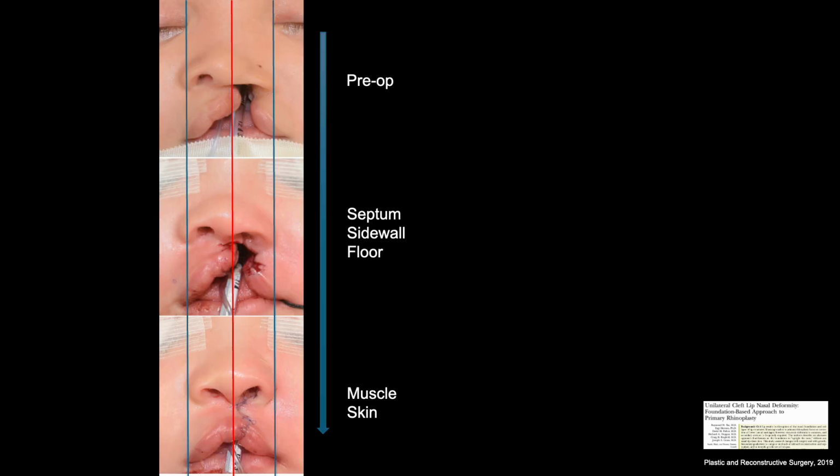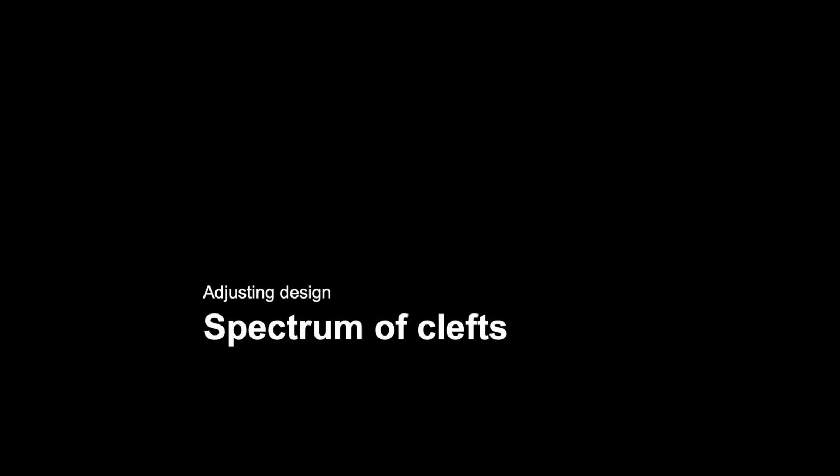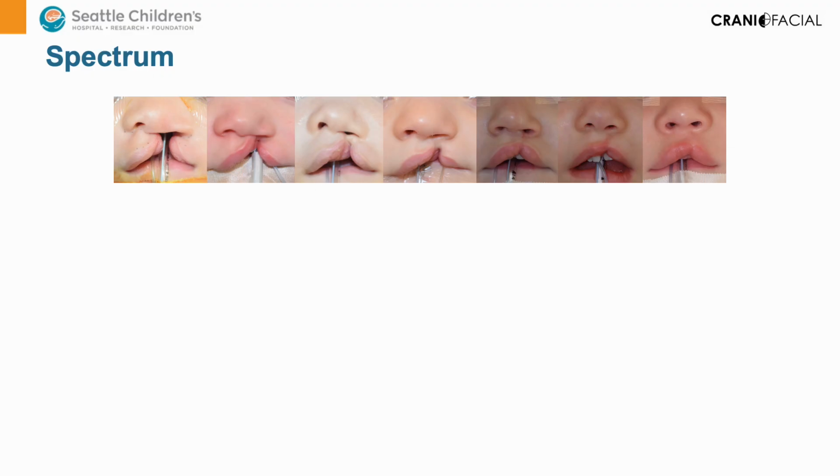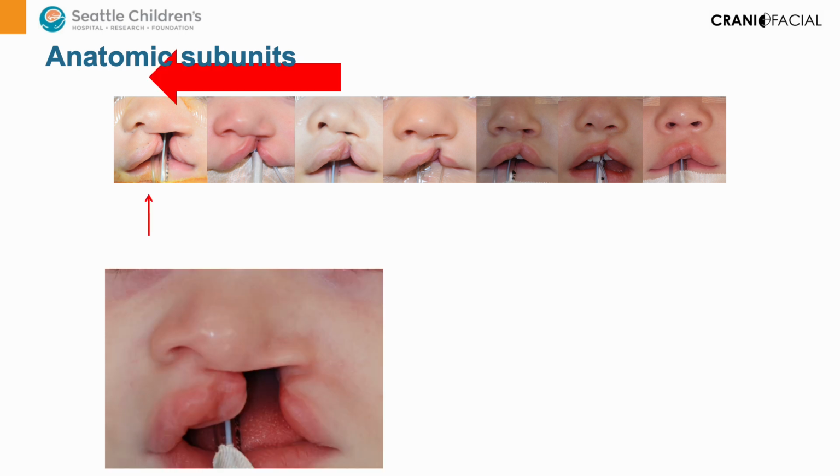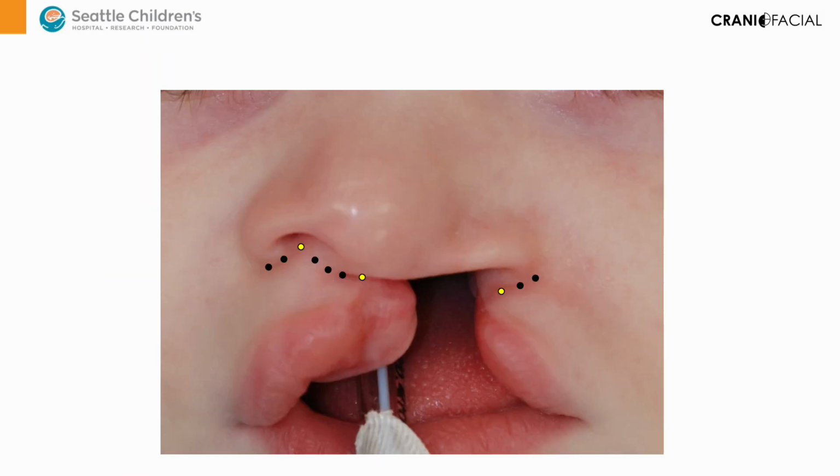On frontal view, pre-op, then septum, sidewall, and floor only, with final change with muscle and skin inset. So what I showed you so far is a kid with a cleft that sits along the spectrum over here. It's a complete cleft with Simonart's band. If we move to this end of the spectrum, we have a more severe cleft.